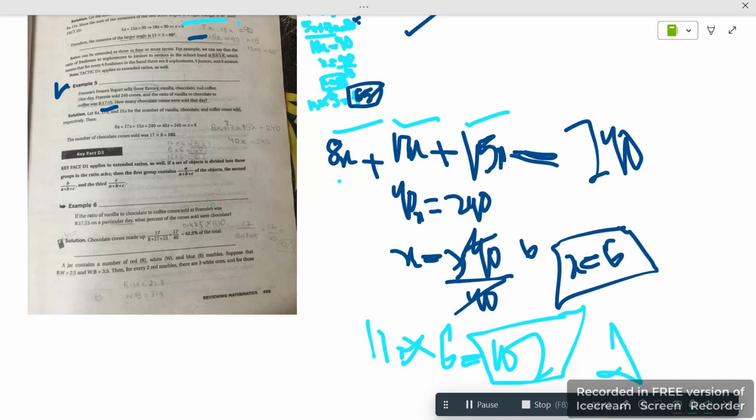Okay, I'm sure you've gotten it. So now let's move to key fact D3. What does this mean? This is showing that it applies to extended ratio. Key fact D1, which was applied to extended ratio. So this tells a set of objects which is divided into 3 groups into ratio A, B and C. First group, okay. So this is related to the first key fact.